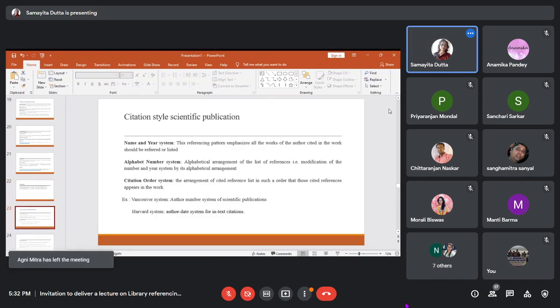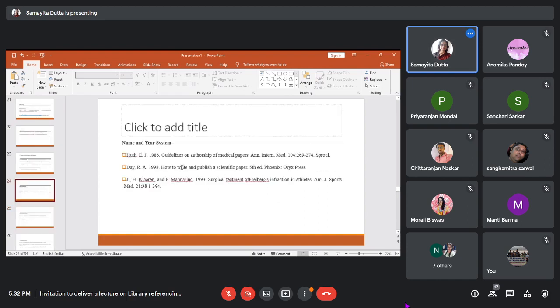Now in scientific publication, there are several referencing patterns that scientific publications sometimes follow. That is the name and year system, alphabet number system, citation order system, Vancouver system, which follows the author number system of science, and the Harvard system, which also follows the author date system. That is the name and year system.